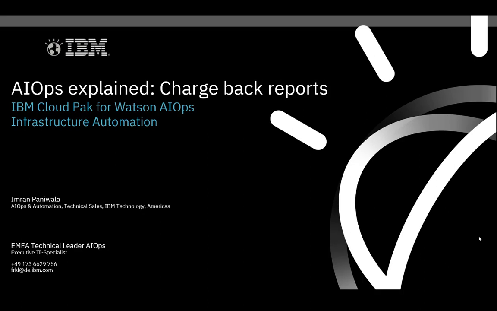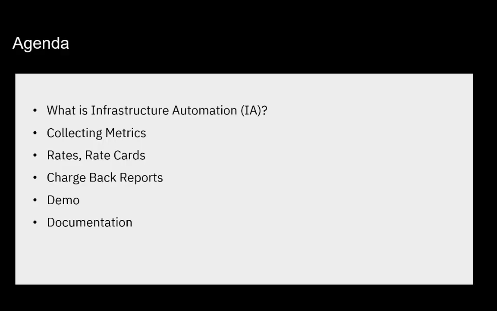So what are we going to address in this little video? We're going to talk about, of course, what is infrastructure automation. Then Imran is introducing the concept of how to collect metrics, what are rates and rate cards, and then he's going to piece that together into reports, and a specific part of the reporting is a chargeback report, and he will show you that in an extensive demo. And after that, we're going to hook you up into the documentation, where to find it and what it is. That's what we're going to have today.